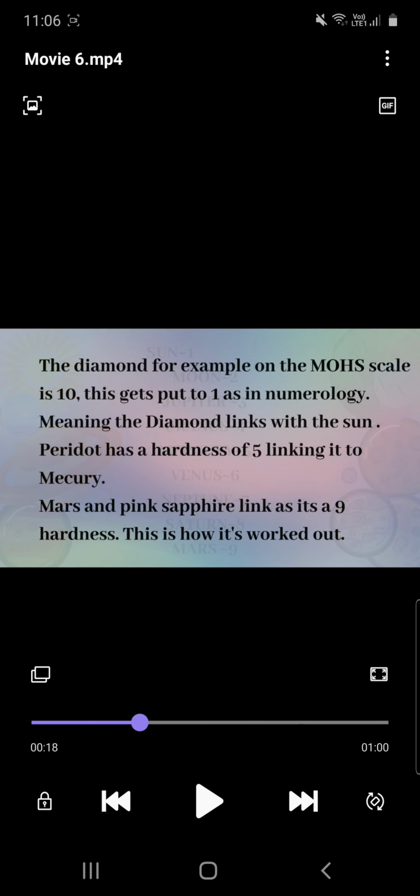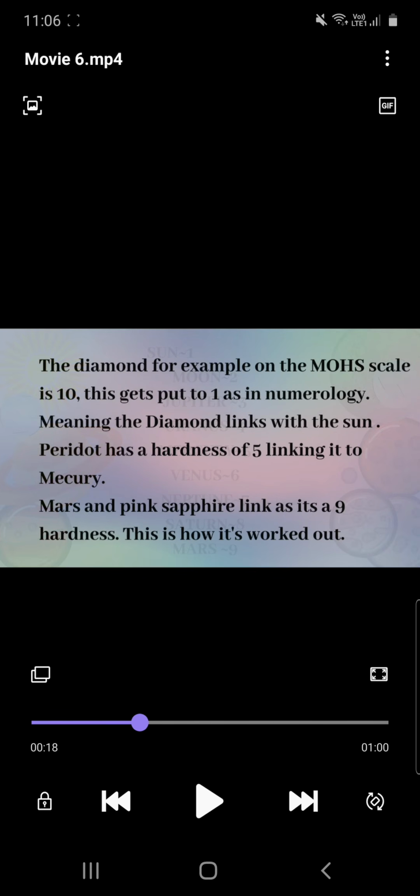Now, when it comes to a diamond on the Mohs scale, it's a 10. This is where numerology comes into play, because it's defined into a 1, meaning that a diamond links with the sun. It kind of makes sense when you think about it, because a diamond is pure. Obviously, the better the colour and clarity, etc., the better the diamond. But when all said and done, it's like the top of the scale.